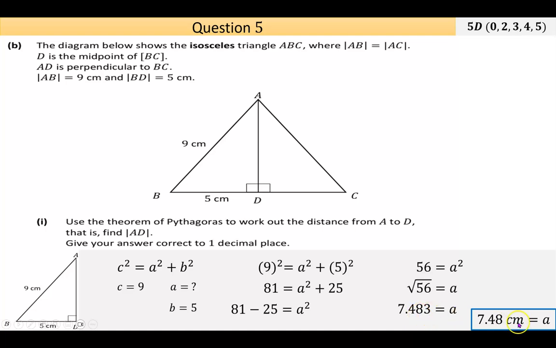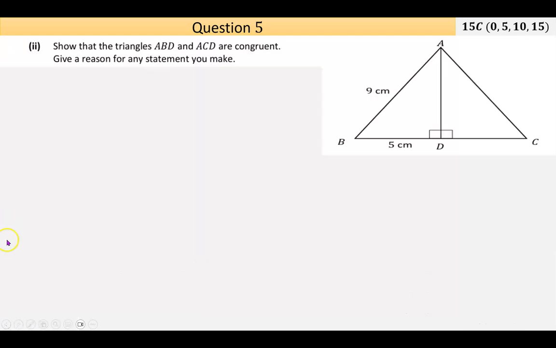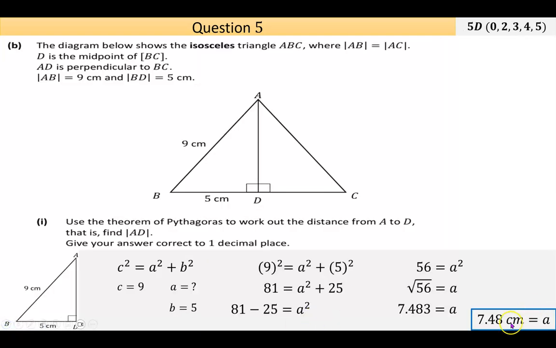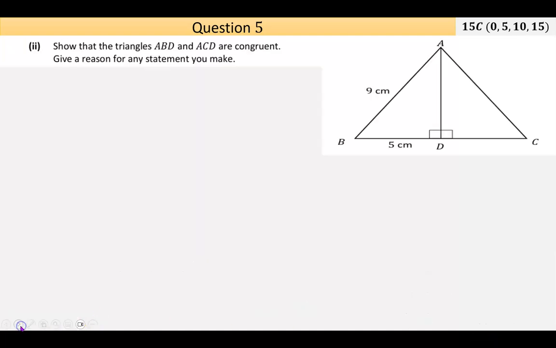Actually my answer's wrong. Give your answer correct to 1 decimal place. 7.48 would round to give 7.5. I include the units there just to be sure, so I should amend that answer there. Don't know what I was doing. 7.5 is the answer.